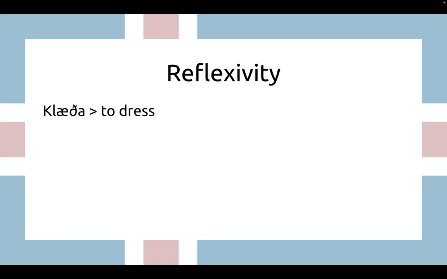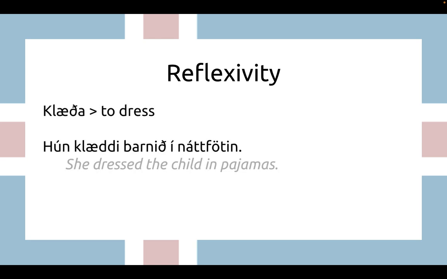All right, let's look at the next meaning, reflexivity. A reflexive verb is when the subject and the object are the same. So let's look at an example. Að klæða means to dress. For example, here's an active voice example. Hún klæddi barnið í náttfötin means she dressed the child in pajamas. So we have a subject, hún, and a child, an object, barnið.